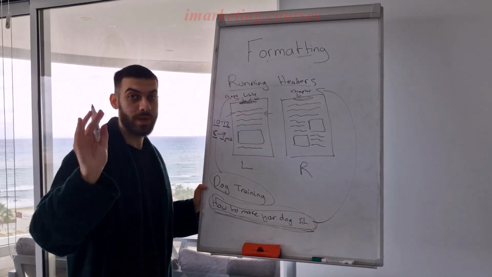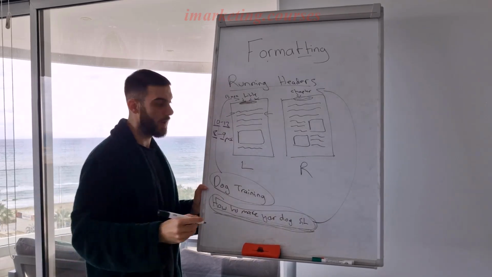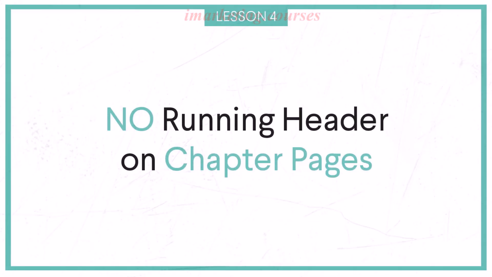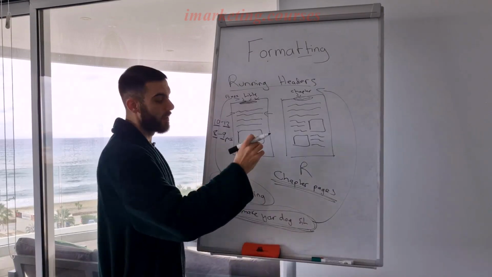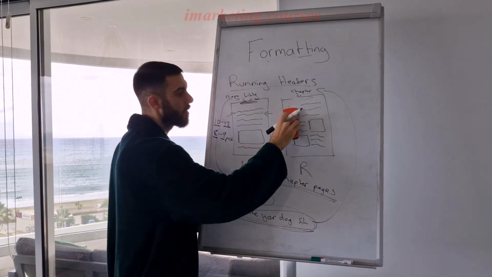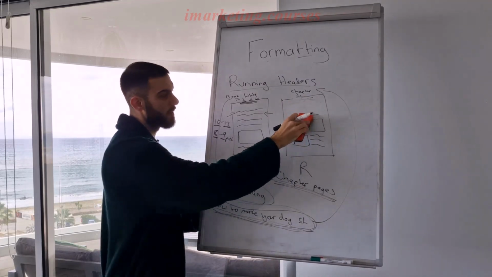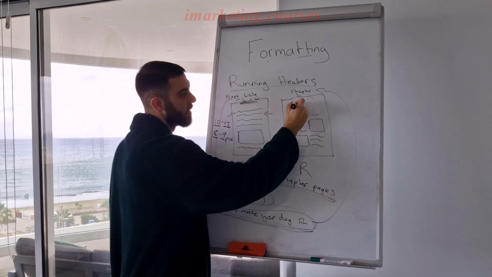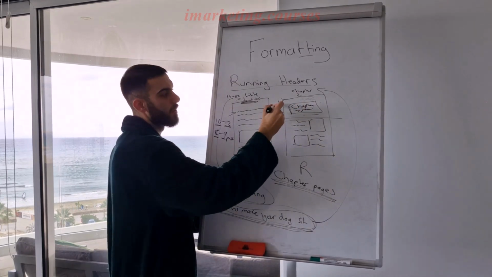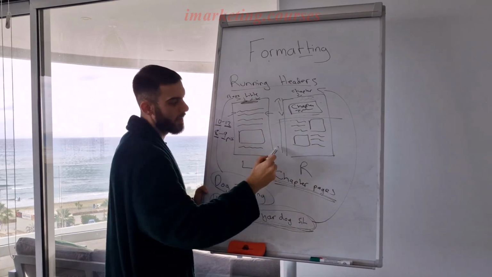Now, there are some pages that you don't want to have running headers, and those are your chapter pages. You never have running headers on a chapter page. If you have a chapter, you take away that running header and you leave it empty. So if this was the start of the chapter, it will just be empty, no running header, and it will just be the chapter title right here. And then the book will start. Just like we said, one third on the top, chapter title, and then everything continues.